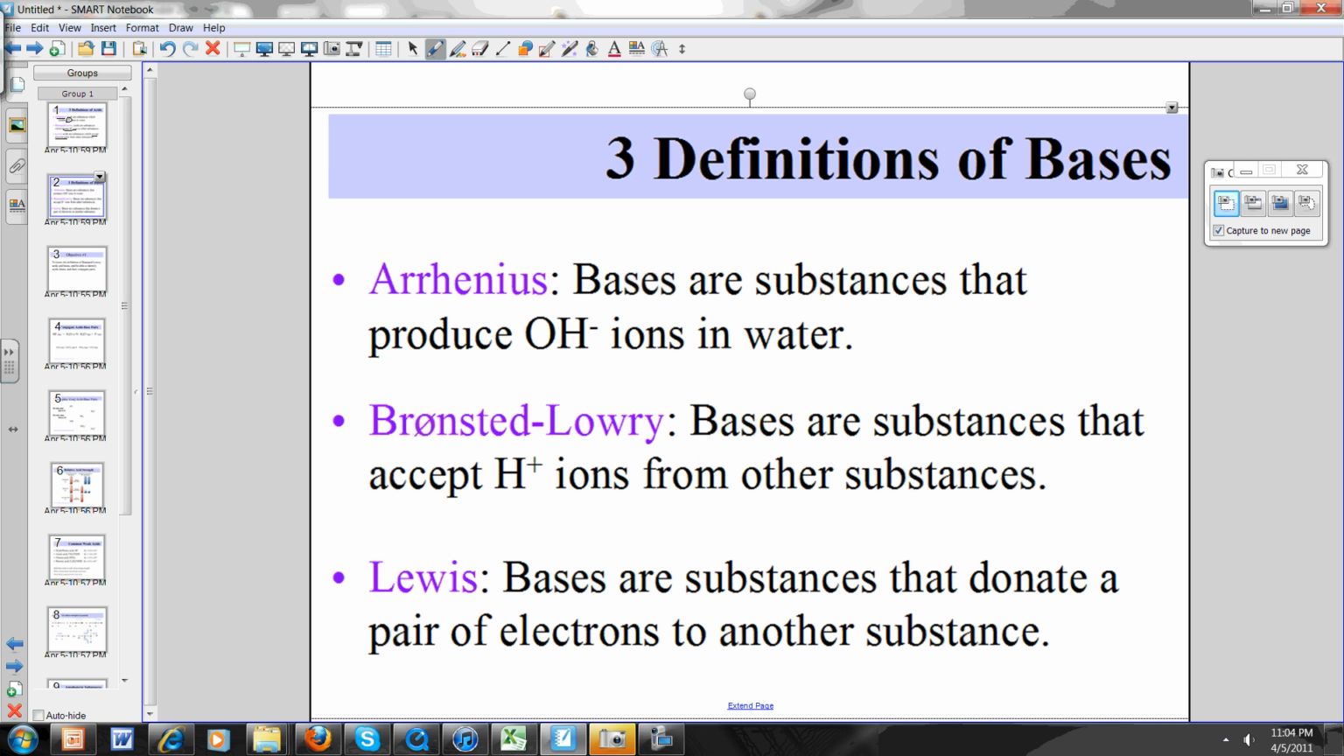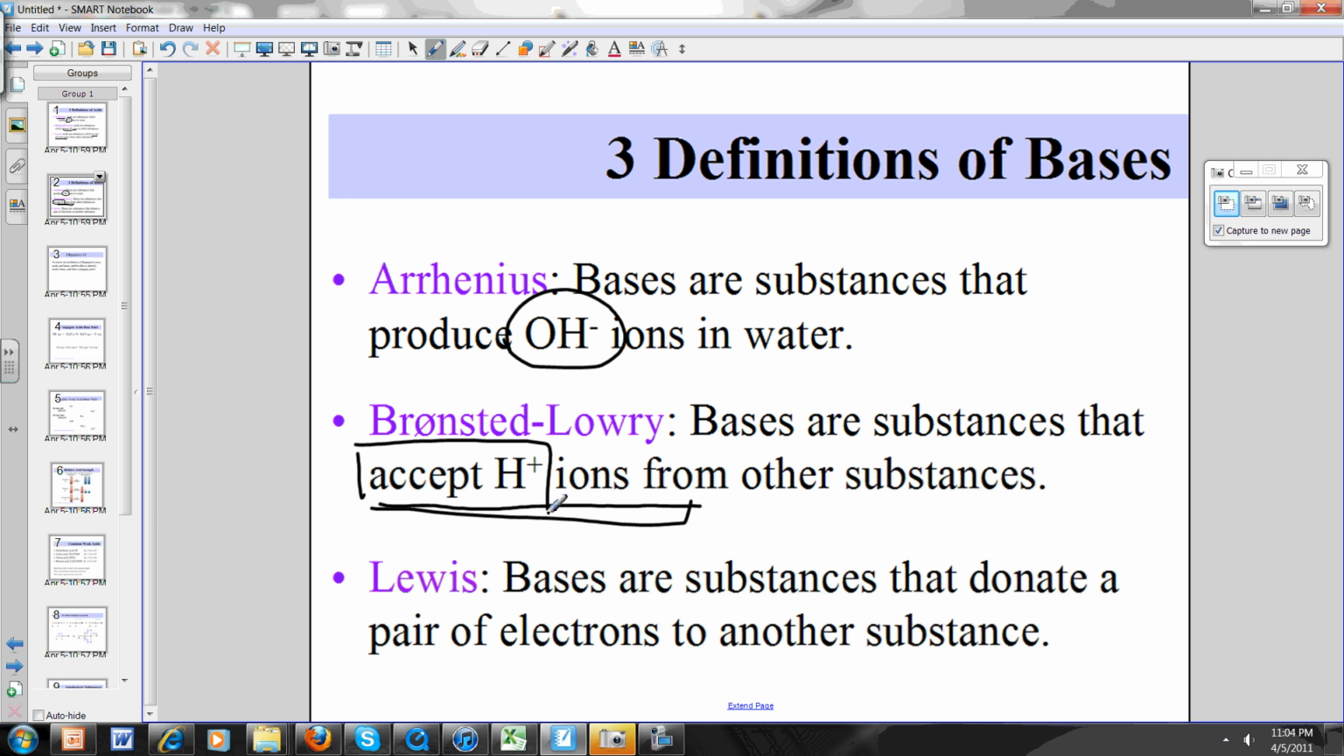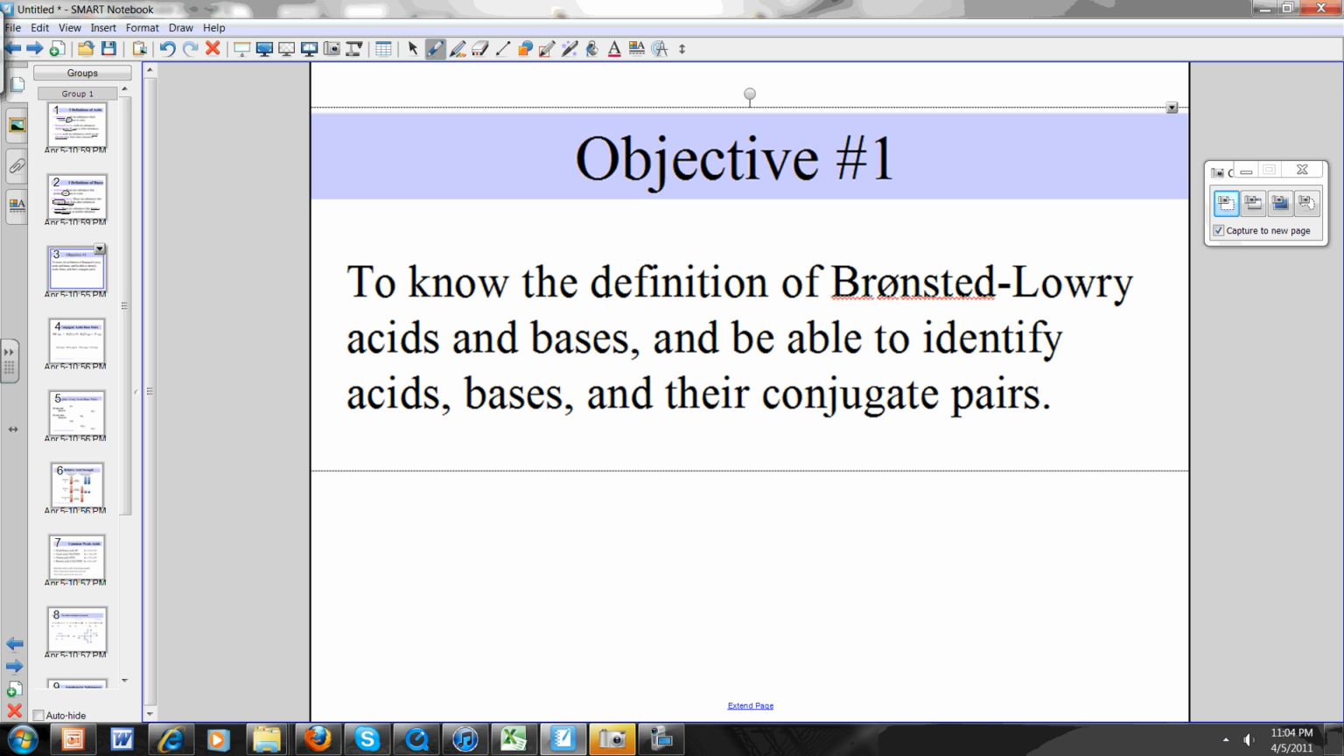Three types of bases. The most common one we're familiar with is OH-. Anything you put in solution that produces OH- is classified as a base. According to Bronsted-Lowry, a base is anything that accepts H+ ions, so you're an H+ acceptor. And finally, Lewis bases are anything that donates a pair of electrons. In order to donate a pair of electrons, you have to have a lone pair of electrons, so that's an easy way to spot a Lewis base. And in order to be a Lewis acid, you have to have a positive charge or a space to accept electrons.